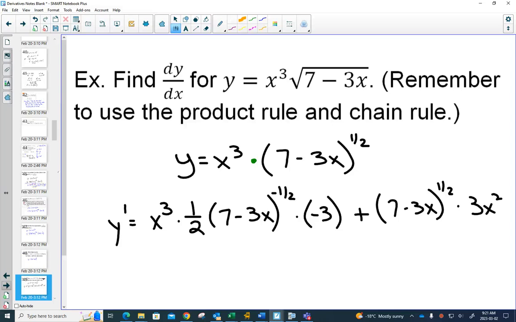In my derivatives, this derivative of the second one was easy, but the first one, when I did the derivative of that second function, I had a chain rule. So I have to double check my chain rule. Chain rule says I bring the 1/2 in front, subtract 1 from the exponent, keep the inside the same, multiplied by the derivative of the inside function.